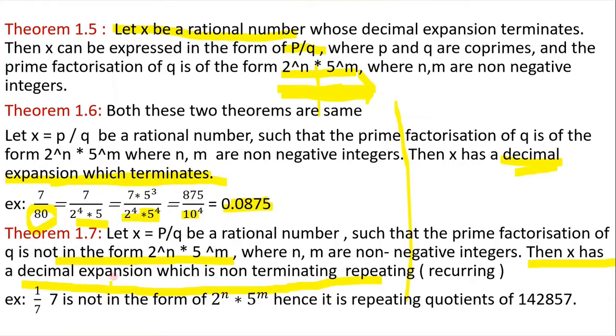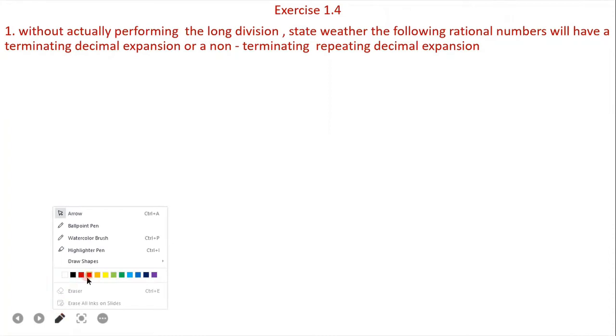But here, if you take 1 by 7, 7 is prime, so if you get the prime factorization for 7, we are not getting it in the form of 2 power n into 5 power m. So it has a decimal expansion of 0.142857 and so on.